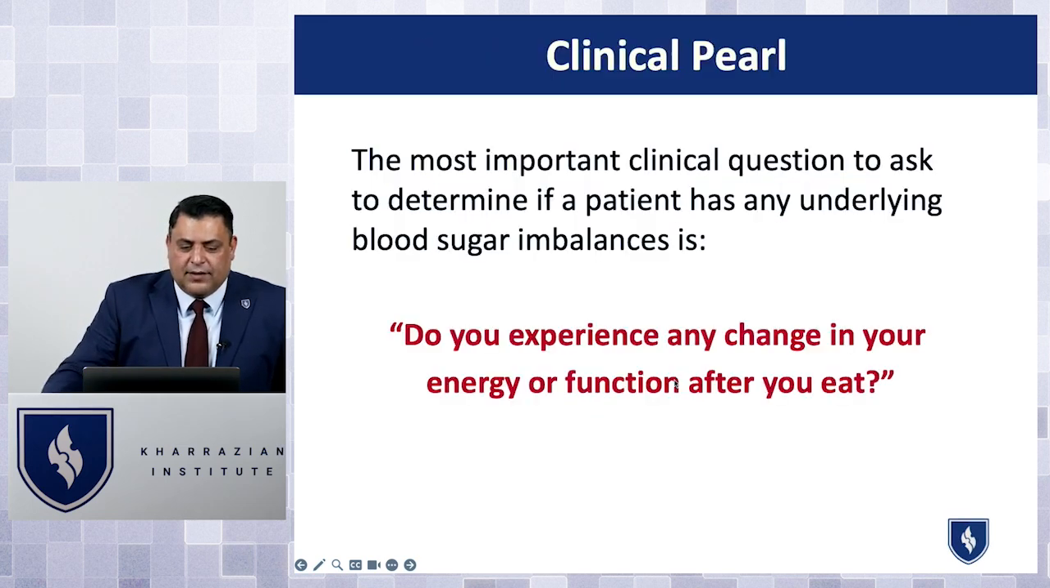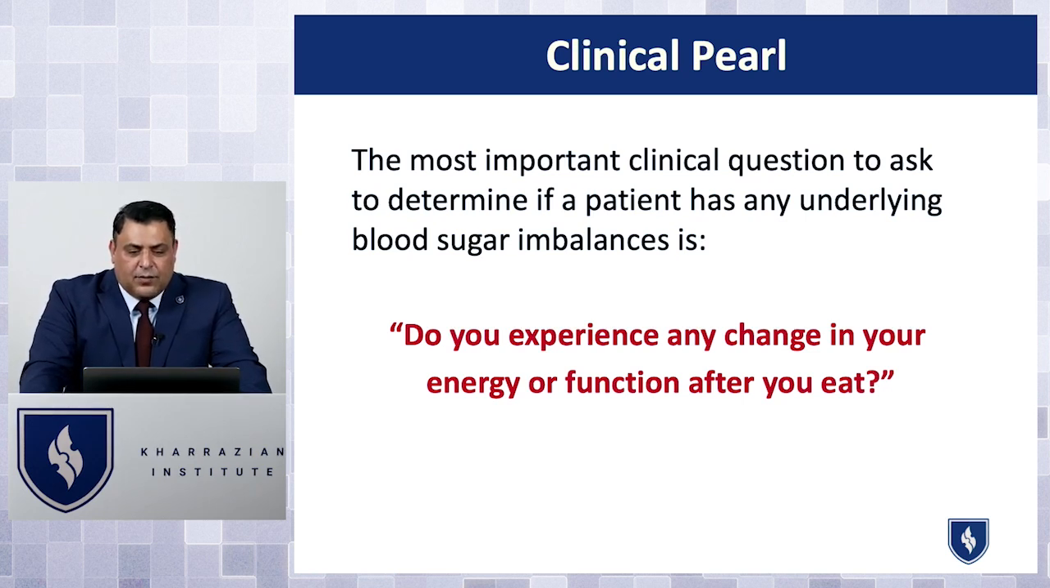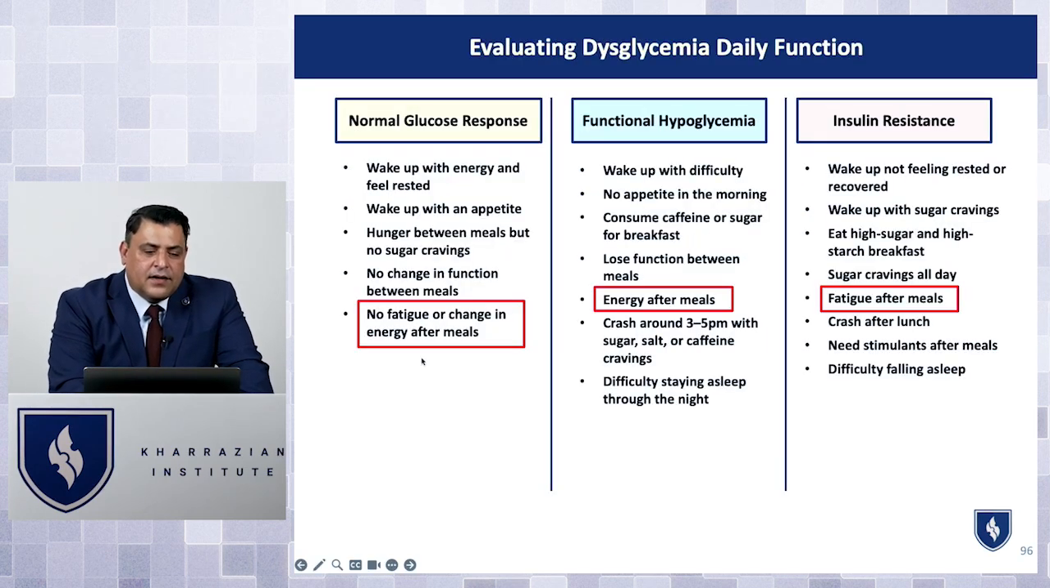So one of the clinical pearls we talked about earlier was the most important clinical question to ask to determine if a patient has underlying blood sugar imbalances: do you experience any change in your energy or function after you eat? Now remember, in a normal response, someone wakes up in the morning feeling rested, with energy and an appetite, they eat a meal, but they don't have any sugar cravings afterwards. There's no change in function between meals. Once they eat, they're not tired, they're just not hungry anymore. Okay? And there's no change in energy or function when they eat.